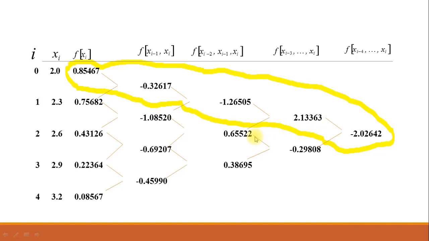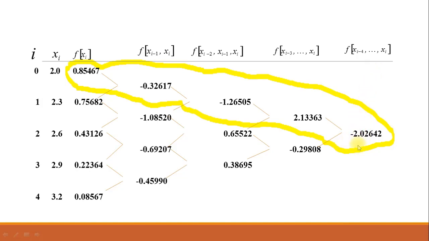Now subtract 0.6552 from 0.38609, and now skip these two numbers and subtract 2.3 from 3.2, and then divide both results, we get minus 0.29808. Now, how to construct the fourth differences column?